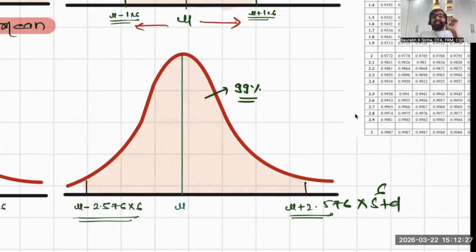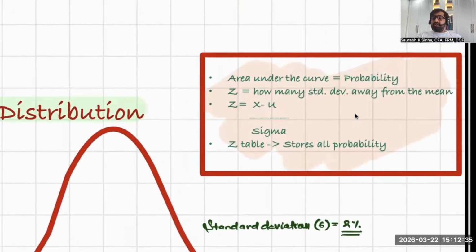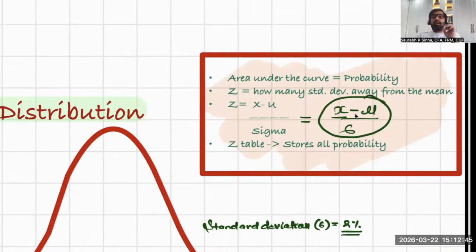So, if you know the z-score, you can tell the probability. What is z-score? Z-score is x minus mu upon sigma. How many standard deviations you are away from the mean. So x is any point, minus mu, upon sigma. This is the formula for z-score.